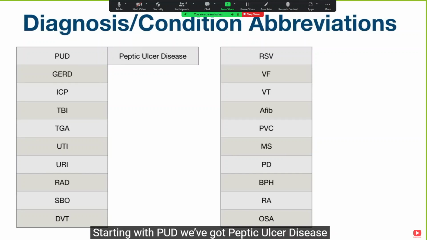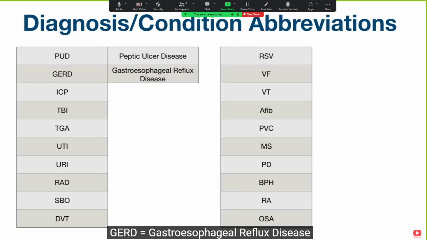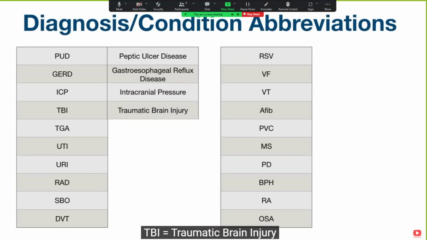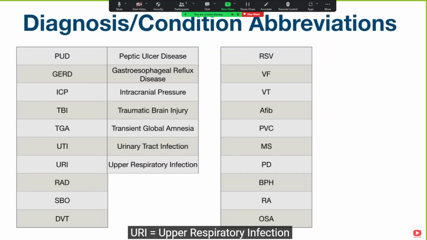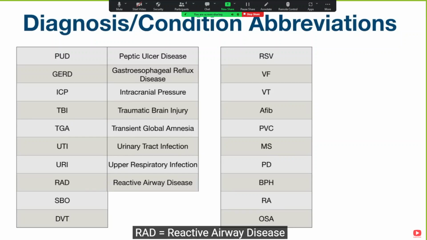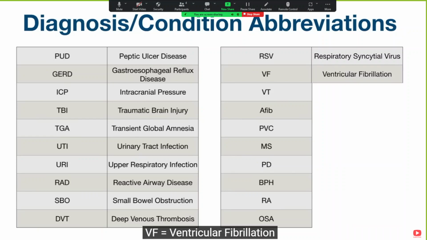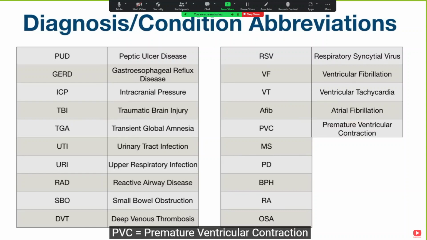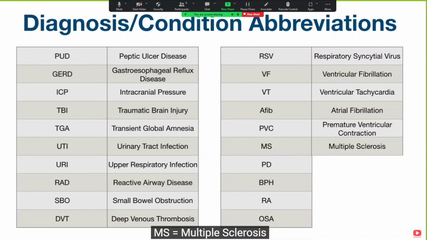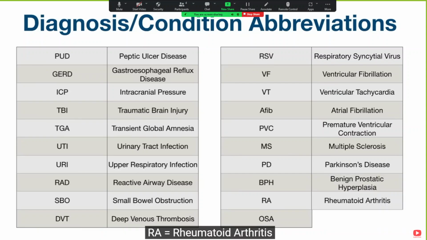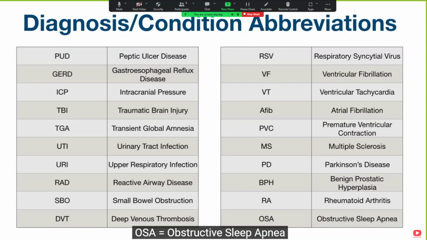Starting with PUD, we've got peptic ulcer disease, GERD, gastroesophageal reflux disease, ICP, intracranial pressure, TBI, traumatic brain injury, TGA, transient global amnesia, UTI, urinary tract infection, URI, upper respiratory infection, RAD, reactive airway disease, SBO, small bowel obstruction, DVT, deep venous thrombosis, RSV, respiratory syncytial virus, VF, ventricular fibrillation, VT, ventricular tachycardia, AFib or AF, atrial fibrillation, PVC, premature ventricular contraction, MS, multiple sclerosis, PD, Parkinson's disease, BPH, benign prostatic hyperplasia, RA, rheumatoid arthritis, OSA, obstructive sleep apnea.